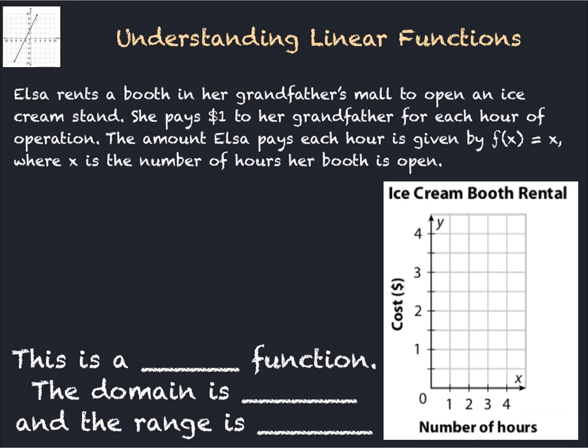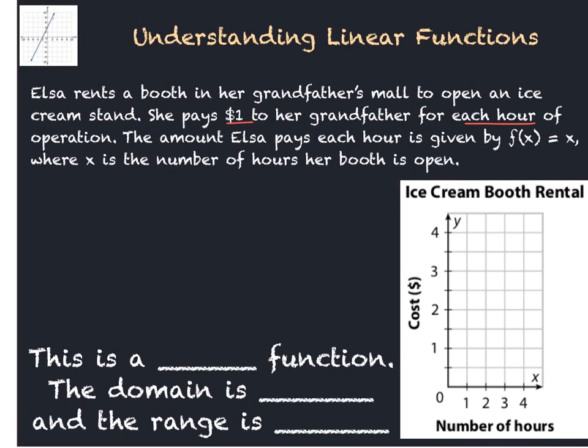I'll go ahead and let you read this on your own because this video is kind of long already. But it says she pays $1 to her grandfather for each hour of operation, right? So that's given to us by this very easy function, which is f of x equals x, where x is the number of hours her booth is open. Okay, so let's talk about reasonableness.